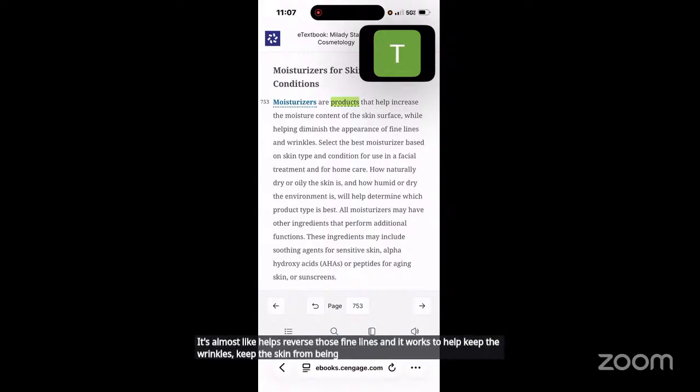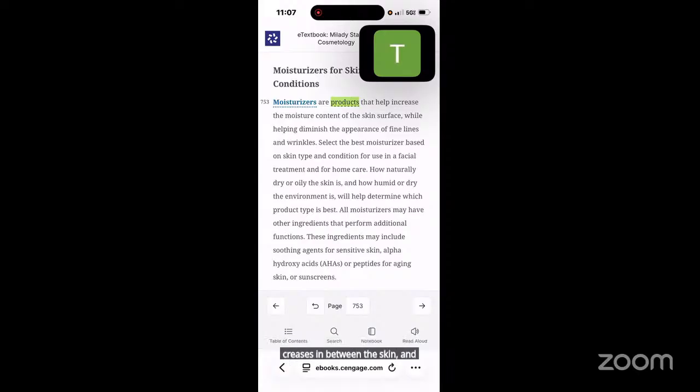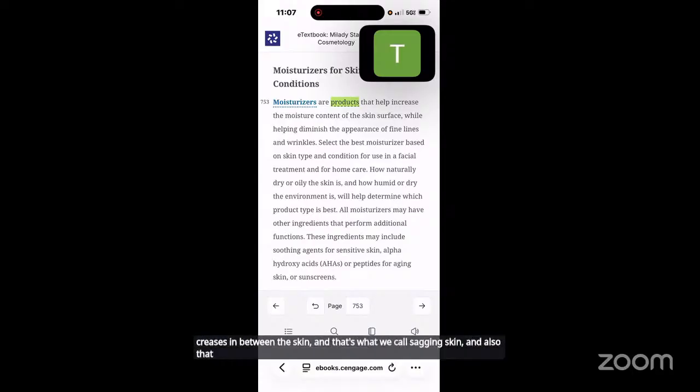It works to help keep the skin from being saggy. When the skin is dry, and when the skin is oily, the skin can really be worn out. You can get a lot of creases in the skin, and that's what we call sagging skin. And that regenerates with wrinkles as well. So we want to keep the skin hydrated.